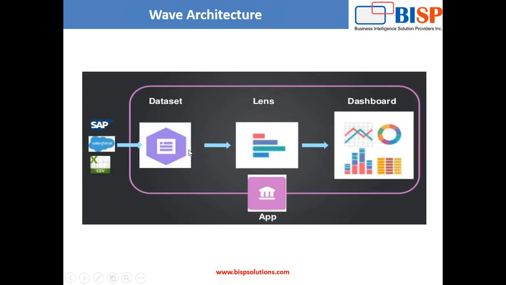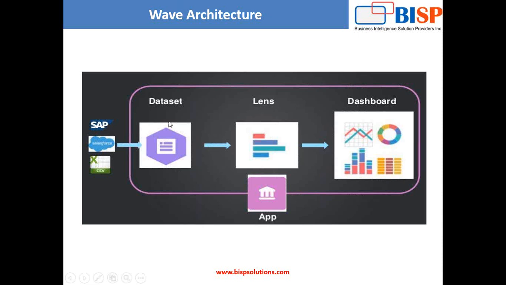So let's talk about the Wave architecture and the various components. Salesforce Wave comprises three main components: datasets, lenses, and dashboards, and all of them are bundled up into an app, which is a folder known as an app. This app could be a private app or it could be a shared app. For any visualization, the very first requirement is to load the data, to bring the data into the tool, and then the visualization can be done.